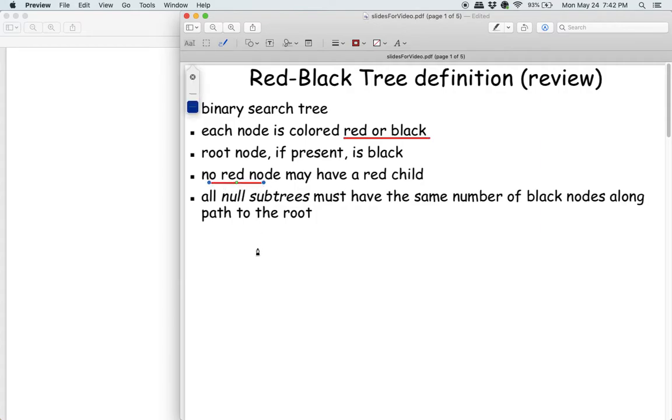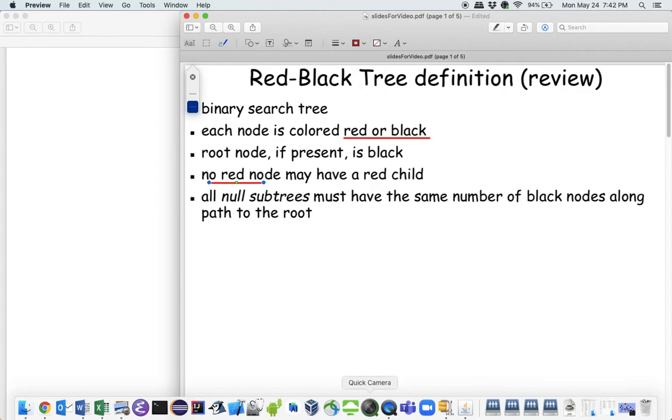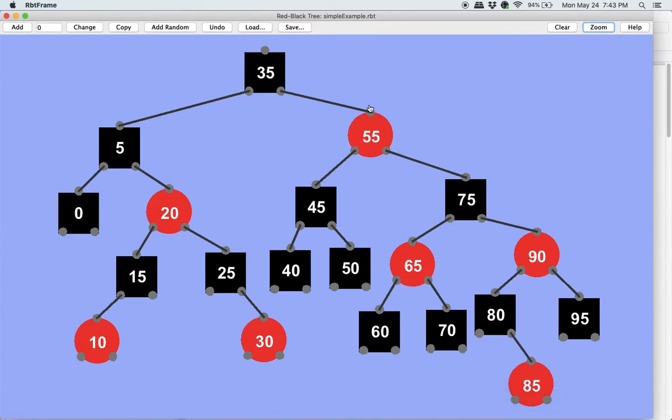And finally, if I look at any null subtree at the bottom of the tree, and I chase from that null all the way up to the root and count the number of black nodes along any path in the given tree, that number has to be the same. We call that being black balanced. So for example, we have this tree. This is a valid red-black tree. This has a black height of 3.